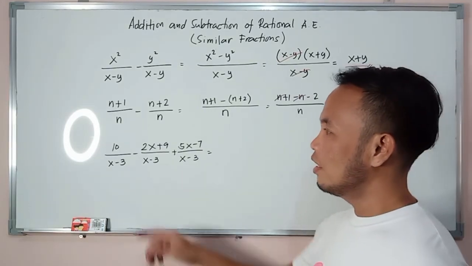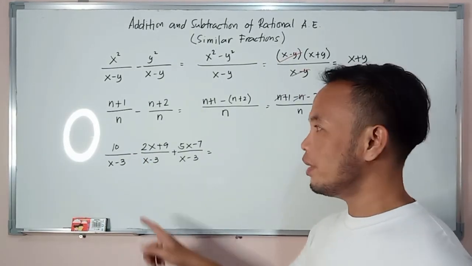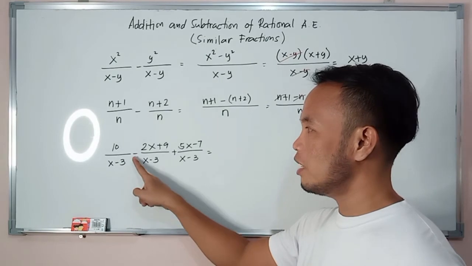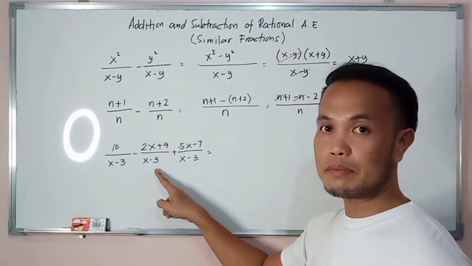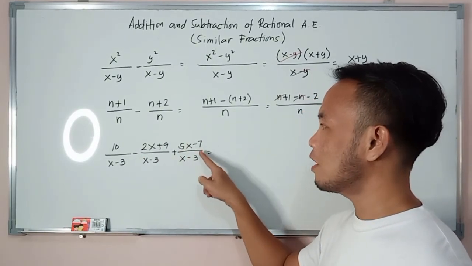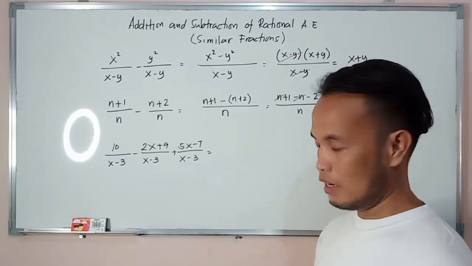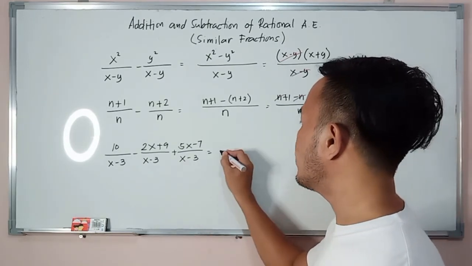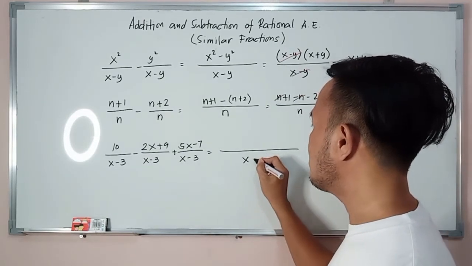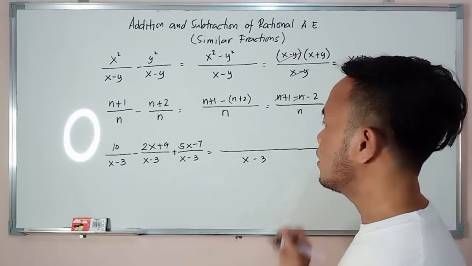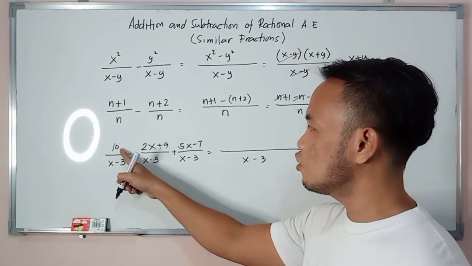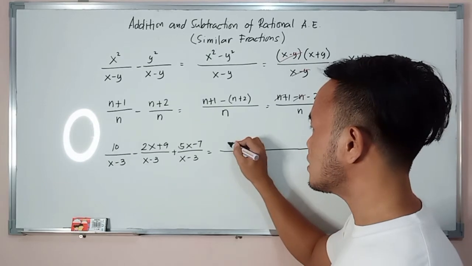Next example. We have three fractions here. We have 10 over x minus 3 minus 2x plus 9 over x minus 3 plus 5x minus 7 over x minus 3. The same. We copy the common denominator, x minus 3. Then, we copy the numerator of the first fraction, that is 10.